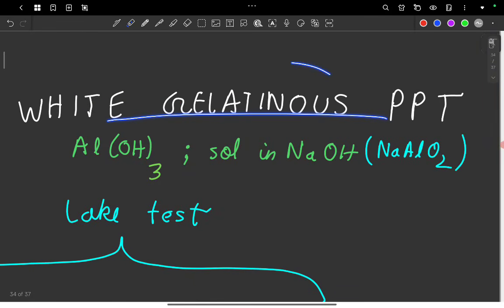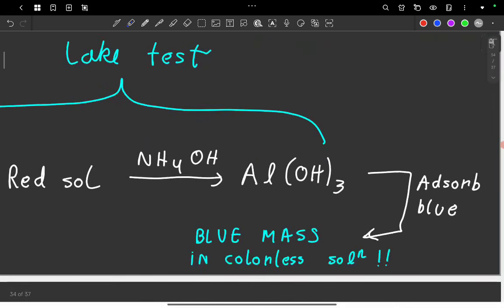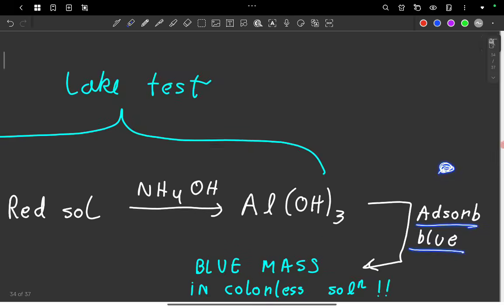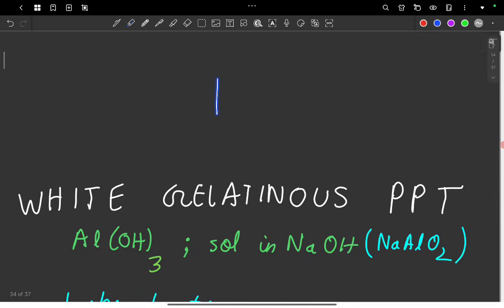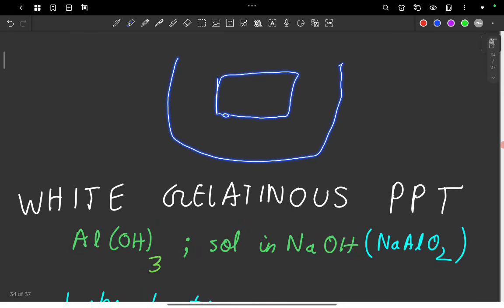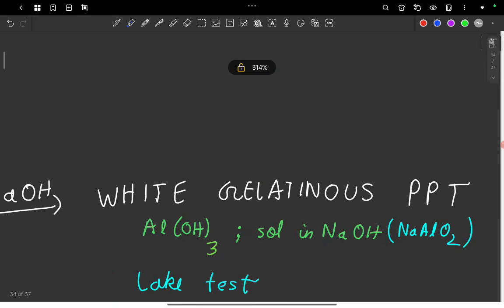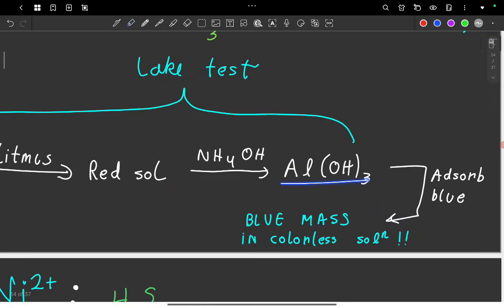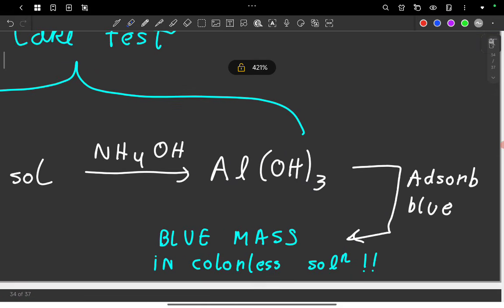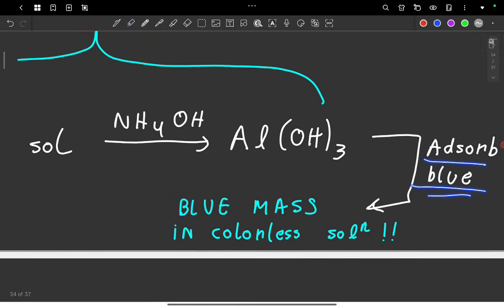Now the white gelatinous property of it causes it to adsorb the blue part of the solution. What is adsorption? If you have a solid here and it has a tendency that whatever solvent it is kept in, it will pull the molecules of the liquid together and form a thick layer of the solvent's composition on its edges. That is what we call adsorption. So here Al(OH)3 does the same thing and it adsorbs the blue color from the solution.